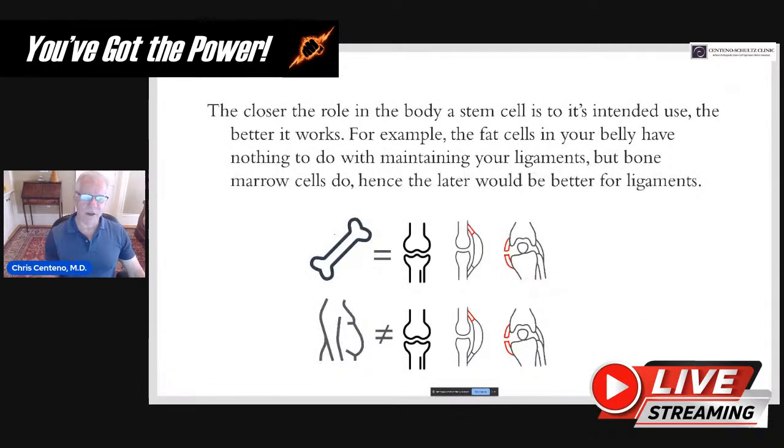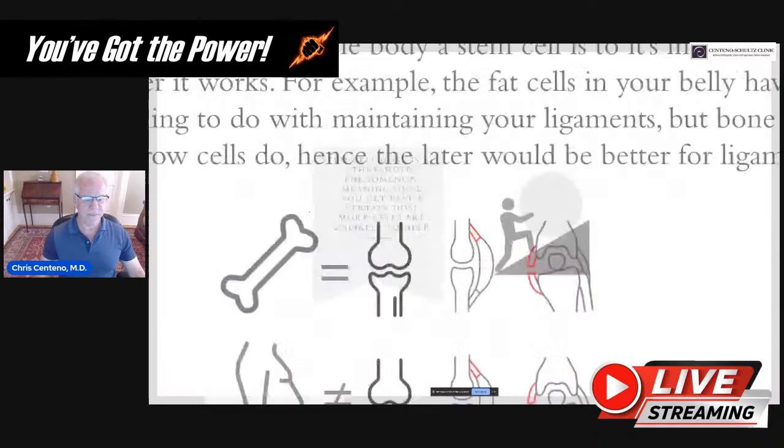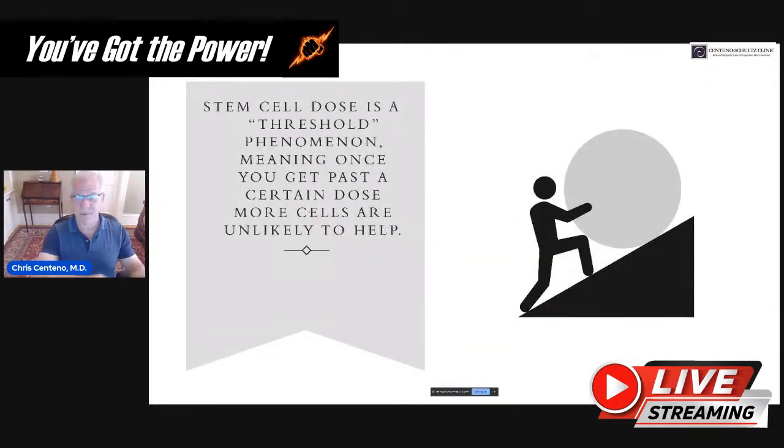Now, this is a key one because the closer the role in the body that a stem cell served to its intended use, the better it works. So, for example, the fat stem cells in your belly fat don't have much to do with maintaining your joints or maintaining your tendons or maintaining your ligaments. So they're not going to be as good as bone marrow stem cells that are involved in all three of those functions. Now that's for that specific purpose. They might be even better for other things.